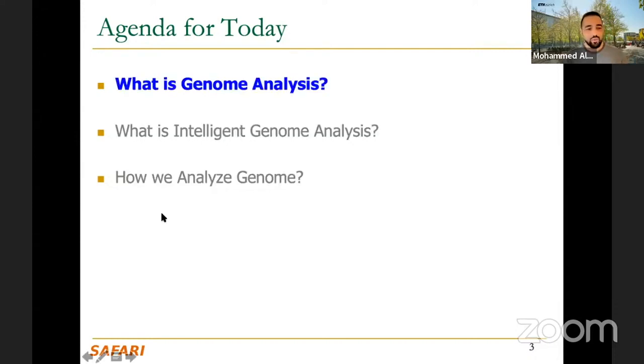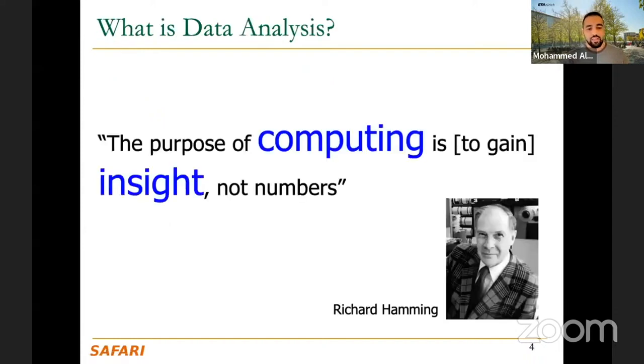So let's start with genome analysis. So when you analyze something, the purpose of computing or analysis is always to gain insight. We don't care about the raw numbers. So in raw numbers, we call them data, right? But you cannot call them information until you get insights. And this is what we are trying to do with genome analysis.